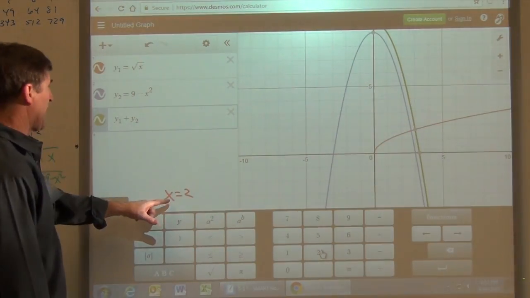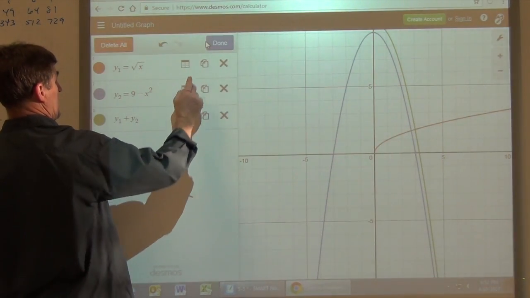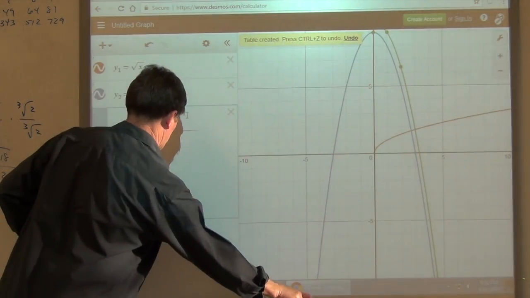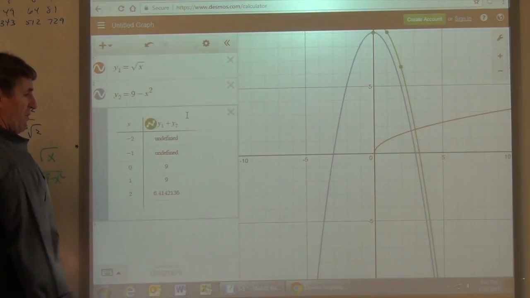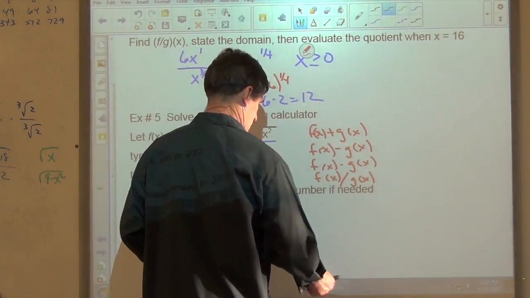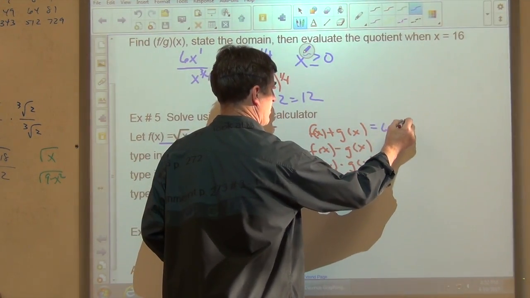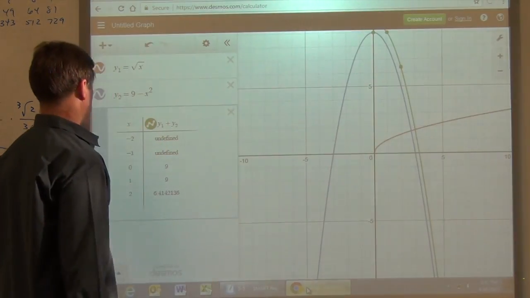And we want to know when x equals 2, so if we just go to settings, and we look at table, we can find out that when it's 2, our answer is 6.41, okay? So this one is 6.41. To do subtraction, we just go back to the Desmos.